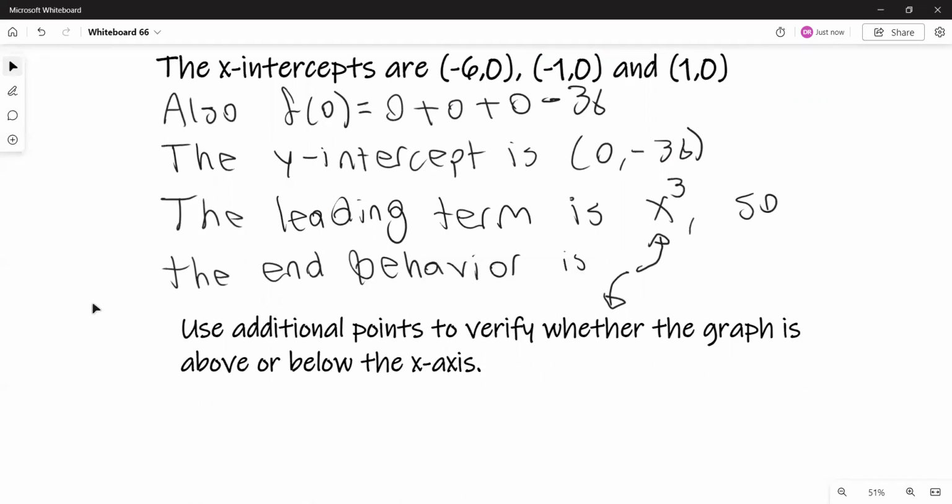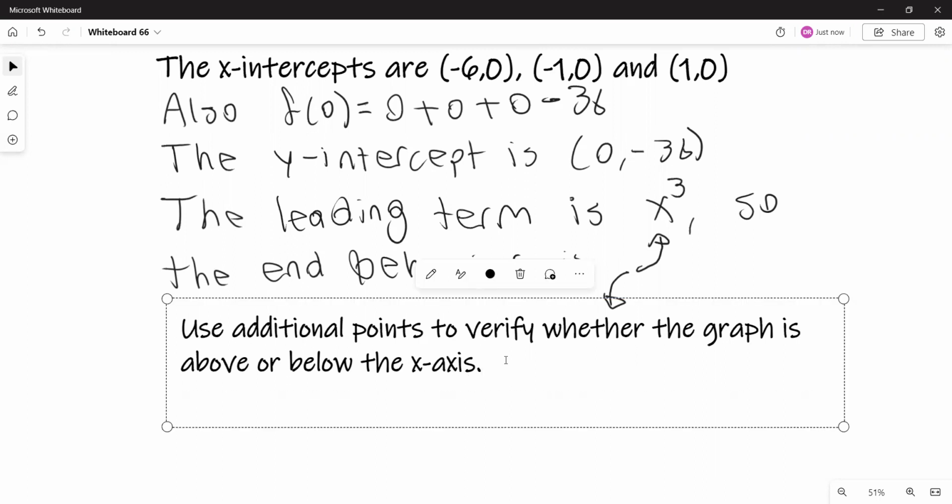Also, we know something else. We know that the zeros have multiplicity 1, so they will cross the axis. They won't wiggle and they won't bounce. Okay, so the real zeros divide the x-axis into 4 intervals.